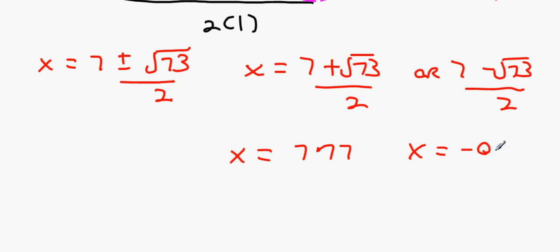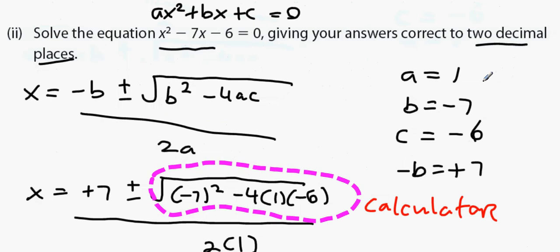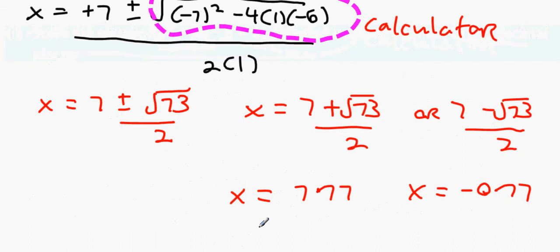Check it to 2 decimal places. This one here is minus 0.77. That's correct. The other one, we just have to double check here. That's 7.77 as well, so that will be 7.77. Okay, so that's also correct.